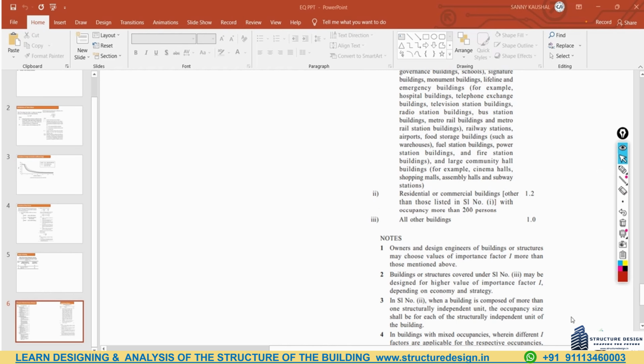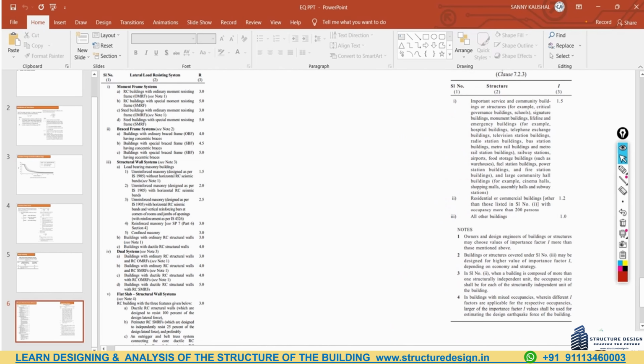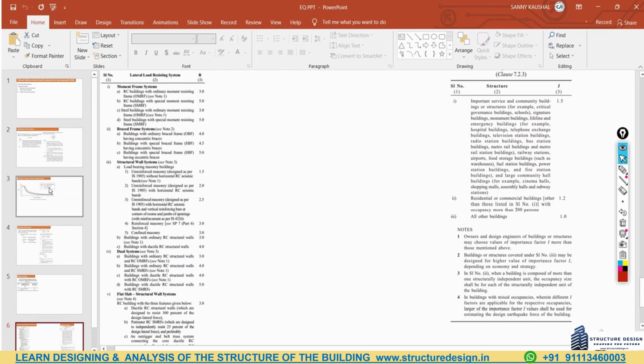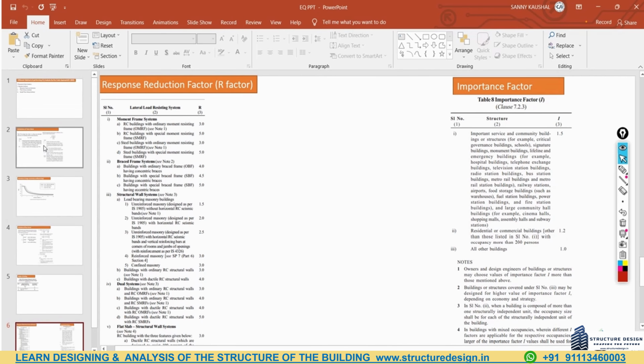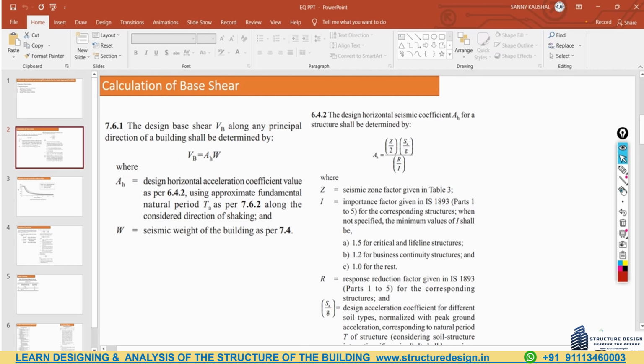So come back again to the Ah calculation, where we have seen what Z is, and we have already looked at what the importance factor is. The next term is R. You can see it is the response reduction factor.